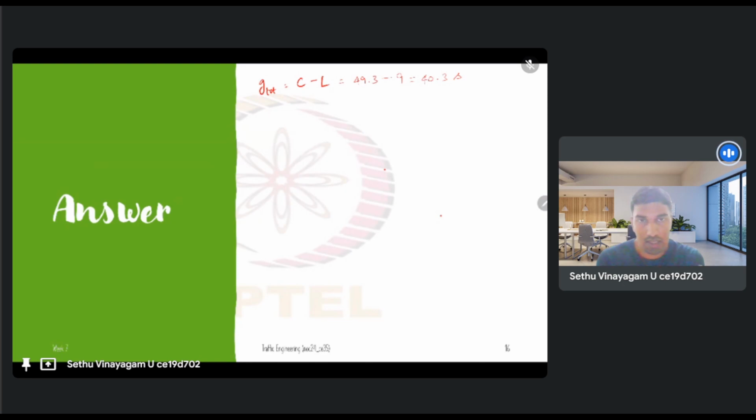This is where the time budget concept comes in. We have 40.3 seconds available in each cycle, and we have to allocate this 40.3 seconds of green time to the three phases that we have, A, B, and C. We do that proportionately based on the V by S ratio. Whichever lane group has the highest critical volume will get higher green time, because it has a higher demand to be served.